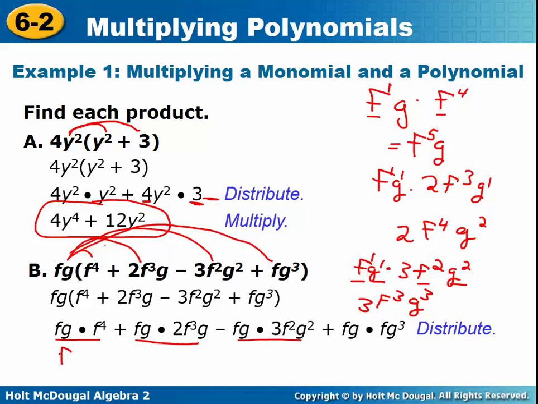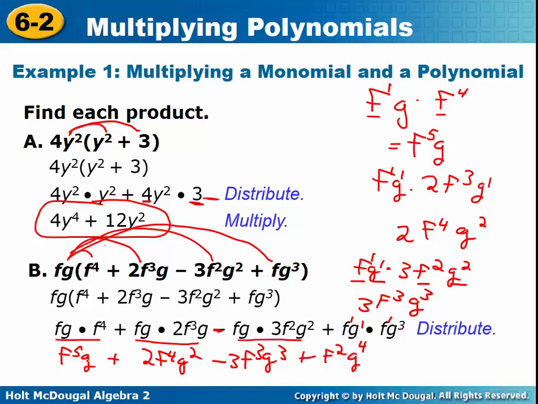The first one was f to the 5th g. The next one was 2 f to the 4th g squared. This one's a minus because of this minus. 3 f cubed g cubed. Let's see if we can do this one without writing it off to the side because I'm running out of room. We have f to the 1 and f to the 1. They're the same base, so we can add their exponents. Then we have g to the 1 and g to the 3rd. That would be g to the 4th.